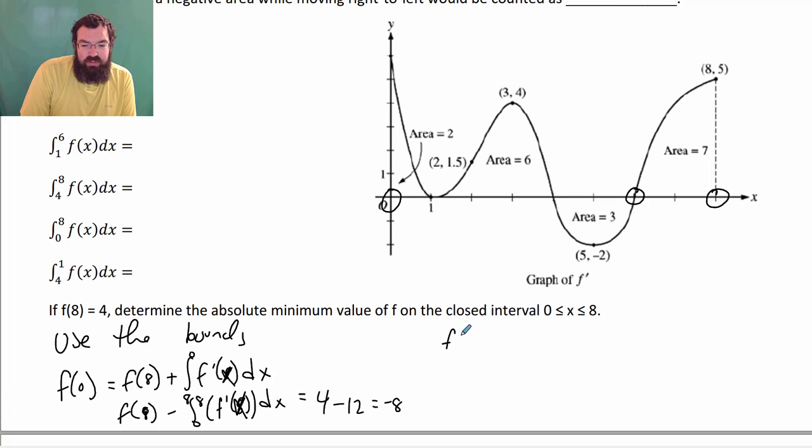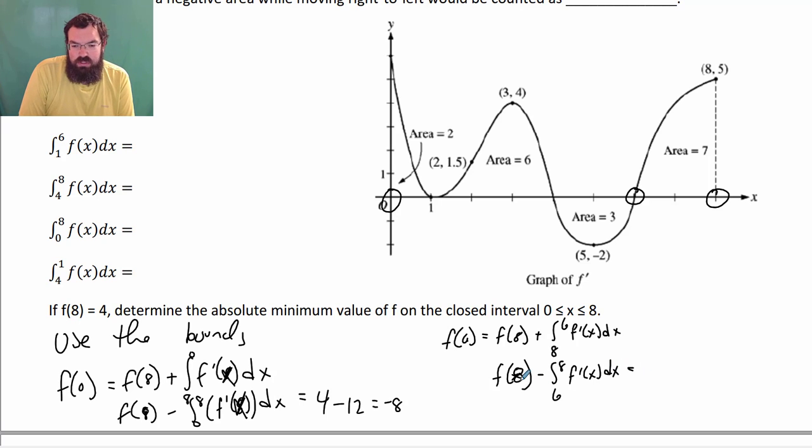Then I have to find the value at 6. So f of 6 is equal to f of 8 plus the integral from 8 to 6 of f prime of x dx. But I have to flip this around, so it's f of 8 minus the integral from 6 to 8 of f prime of x dx. f of 8 again is 4. From 6 to 8 is 7, so 4 minus 7 is negative 3. So that's what f of 6 is equal to.